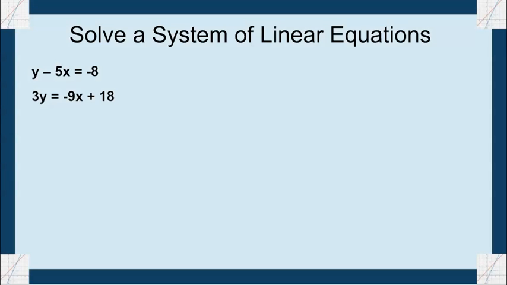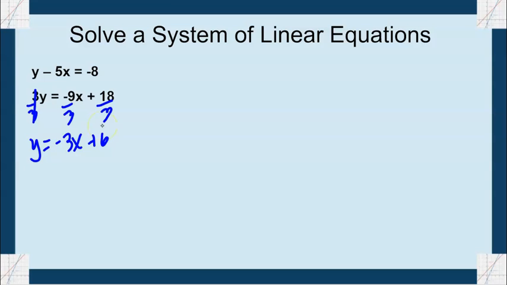Next example, we have y minus 5x is equal to negative 8. So we're going to solve this one by substitution. In order to solve this by substitution, I'm going to get y by itself in one of the equations. So for this one, I'm going to take this bottom one and divide everything by 3. So if I divide everything by 3, I now have y equals a negative 3x plus 6.